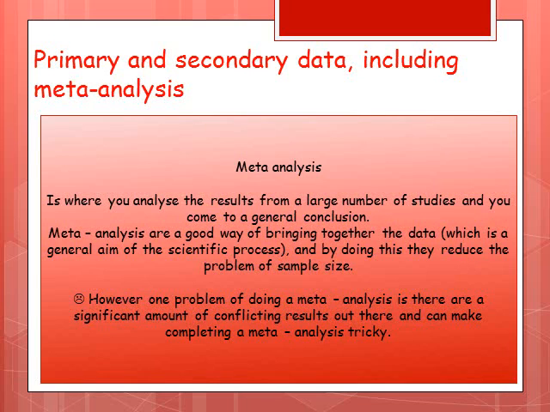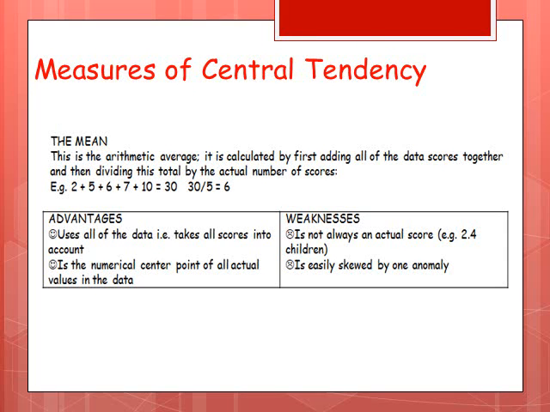However, one problem of doing meta-analysis is there's a significant amount of conflicting results out there which can make completing a meta-analysis tricky. Also, there's an issue with publication bias within meta-analysis. So I mentioned this when we looked at the peer review. Generally, research that has been published tends to show a certain result. Therefore, meta-analysis only has access to this data. It only has access to studies that have been published and those data sets within published research.